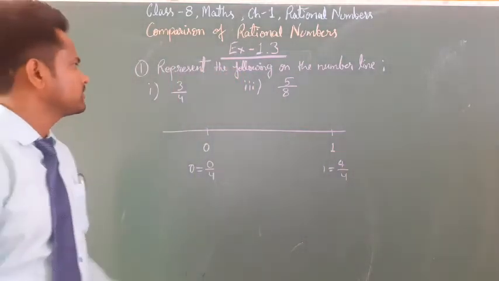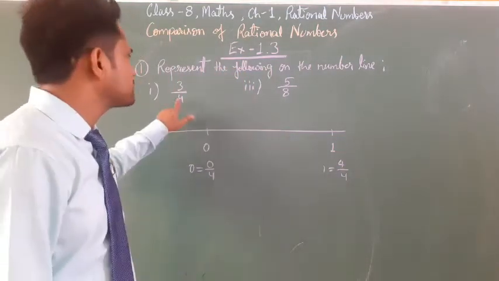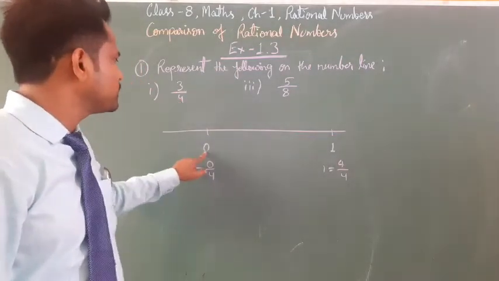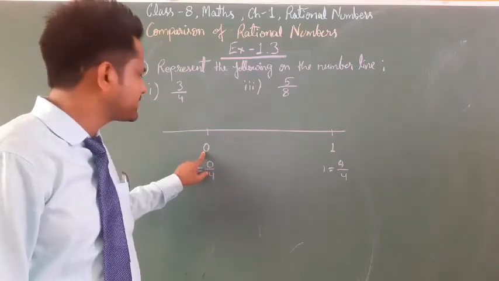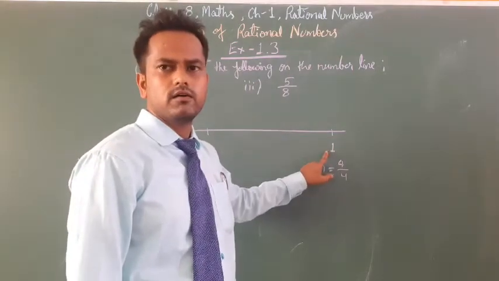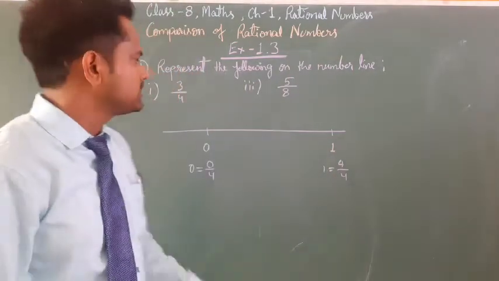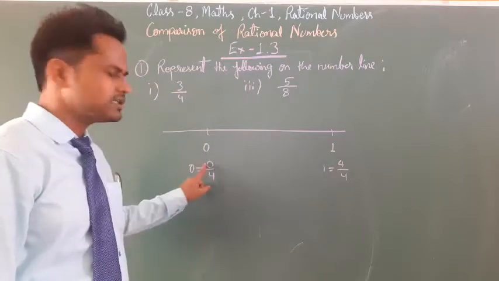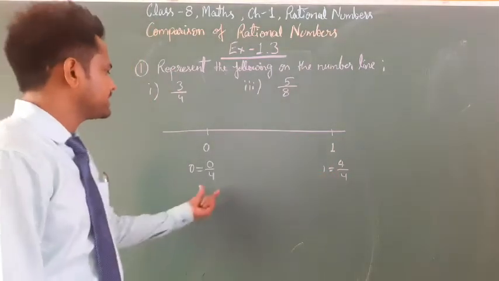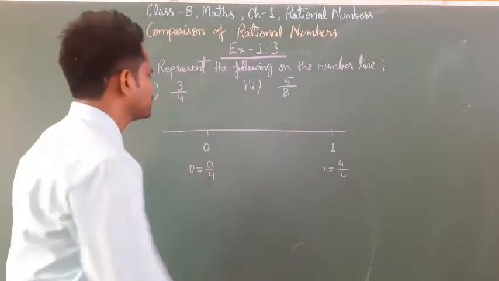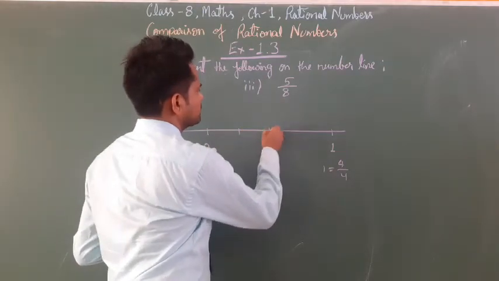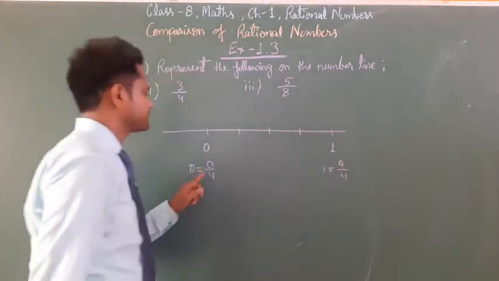Got it? What you have to do first is observe the denominator. Here the denominator is 4. That's why you have to make the denominator 4 in 0, and you have to make the denominator 4 of integer 1. So 0 can be written as 0 by 4 and 1 can be written as 4 by 4. And here the denominator is 4, that's why you have to divide it into 4 parts: 1, 2, 3 and 4.